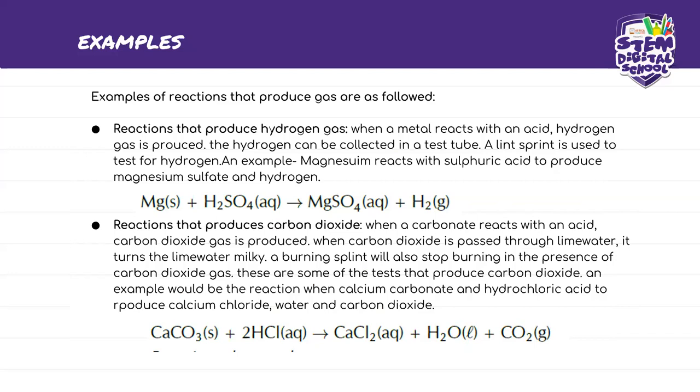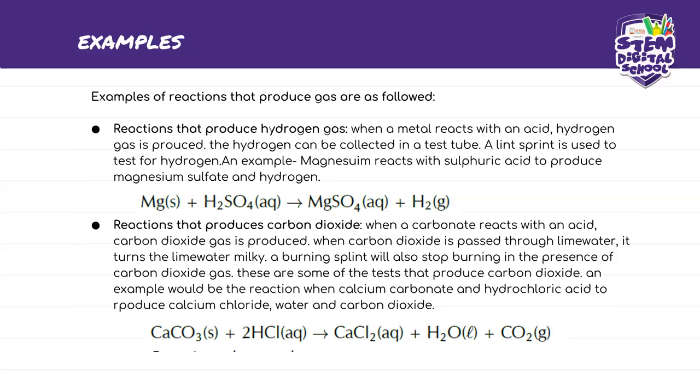A lit splint is used to test for hydrogen, okay? So basically, this is something similar to the experiment that we just did, shown in a glass tube, where you have, for example, a syringe extracting the hydrogen gas to see how much there is. An example is that magnesium reacts with sulfuric acid to produce magnesium sulfate and hydrogen. So this is a similar one. In your syringe as well, you'll be measuring in time intervals how much gas is produced.